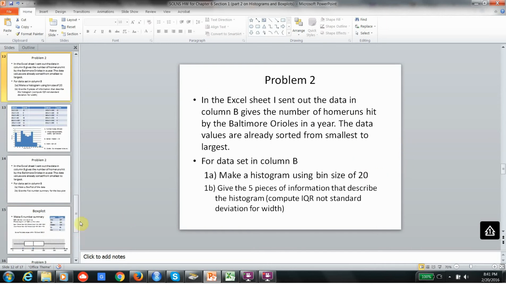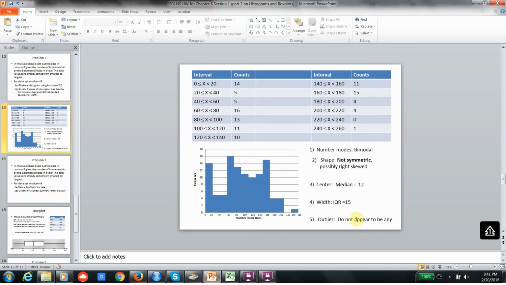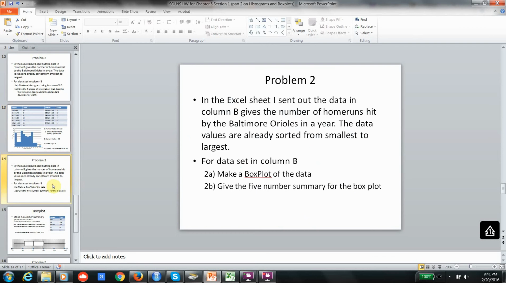Okay, back to the plot here. So again, we'd say there appeared not to be any. And we're going to find out for this problem actually that's true. But again, it's kind of hard to say. It's a judgment call when you're looking at the histogram. Okay, so now we're looking at the same data. We're going to do a box plot though.